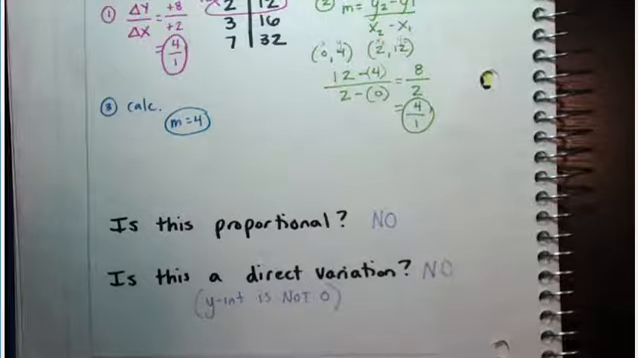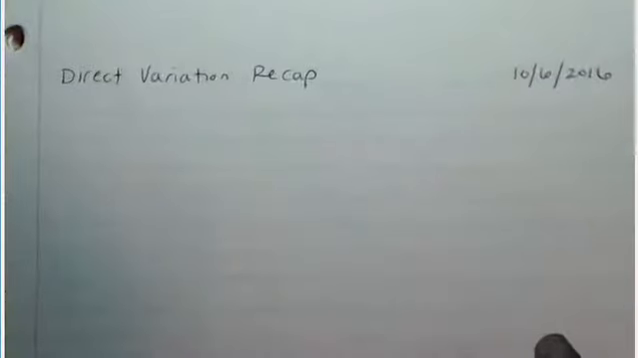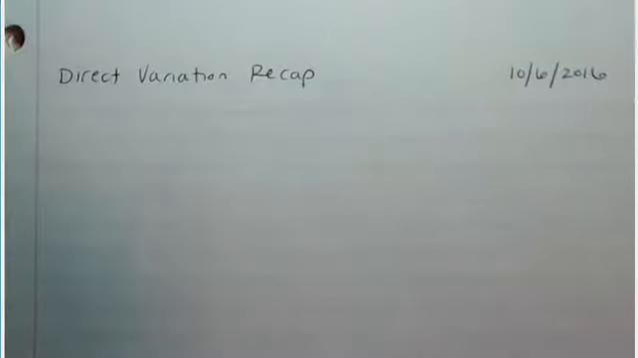Okay, so we're just going to recap briefly about direct variation. So on the next page in your journal, go ahead and label that direct variation recap. Today is October 6, 2016. And go ahead and head the paper along with the page number in the top right. Fill out your table of contents, and when everyone's ready, we will begin.